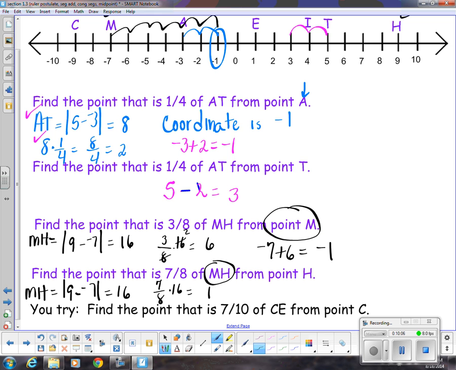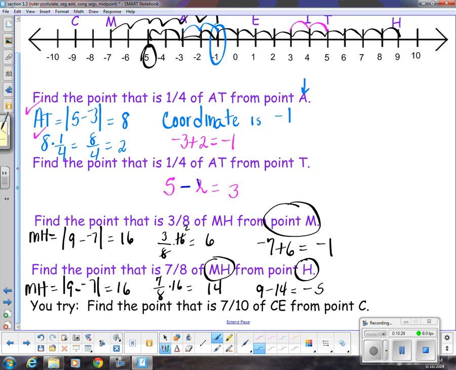Which is going to be 14, and I'm starting at H. H is on the right, so my H is 9, so I'm going to say 9 minus 14 because I'm moving to the left, so I'm subtracting, which will be negative 5. Watch. 1, 2, 3, 4, 5, 6, 7, 8, 9, 10, 11, 12, 13, 14. There's my coordinate, negative 5.